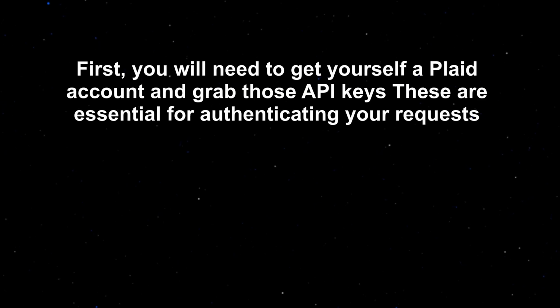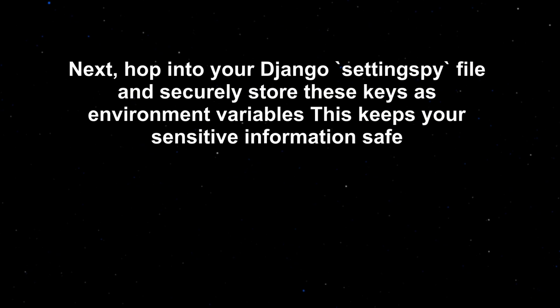First, you will need to get yourself a Plaid account and grab those API keys. These are essential for authenticating your requests. Next, hop into your Django settings.py file and securely store these keys as environment variables. This keeps your sensitive information safe.